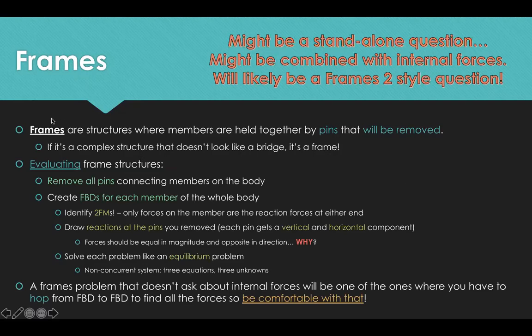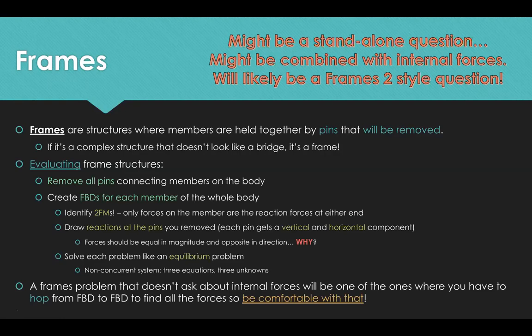By definition, frames are structures where members are held together by pins, and to solve the structure, you're going to pull those pins out. So eventually those pins will be removed. To identify a frame, it'll be a complex structure that doesn't look like a bridge. It sounds really stupid, but to this day, this is how I remember it. One's a bridge, one's not a bridge.